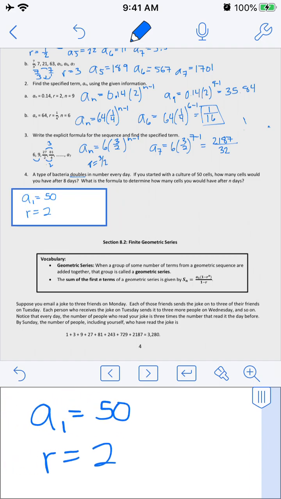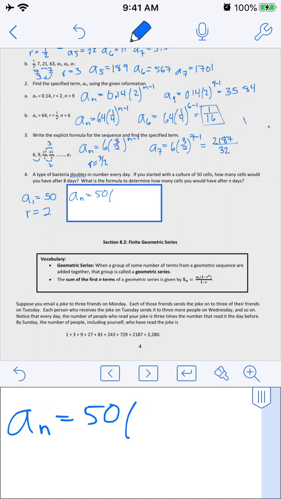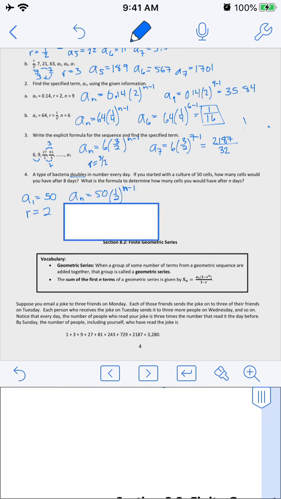All right, how much will we have after 8 days? We could do this old school. We could just take 50 and keep dividing for 8 days. That might take a while though. If I make an equation, it might go a little faster. So first term, ratio, n minus 1. Plug in my 8 days.